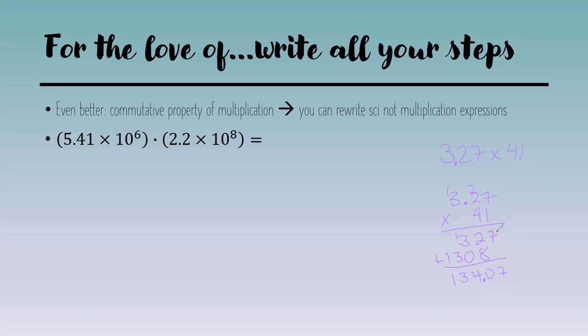And so place value, I can actually line these up, right? I can do 5.41 times 2.2. And it's okay that they don't have the same place values to line them up, that I don't know what those place values are going to correlate to. That's okay.